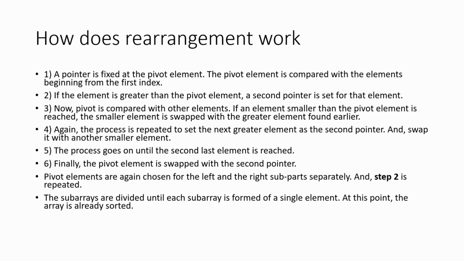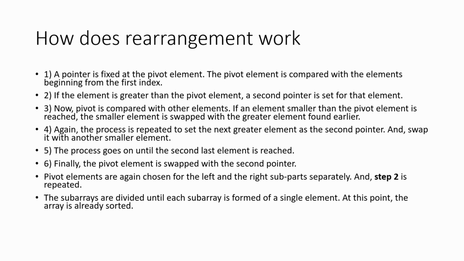A pointer is fixed at the pivot element. So you've got a pointer to the pivot element, and it's compared to the elements from the beginning. If the element is greater than the pivot one, then the second pointer is set. The first comparison where you found something greater, the second pointer is right there. Now the pivot is compared with the other elements. If the element is smaller than the pivot one, the smaller is swapped with the greater one found earlier.